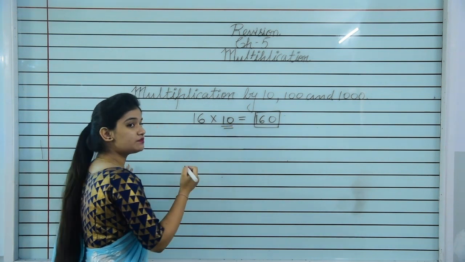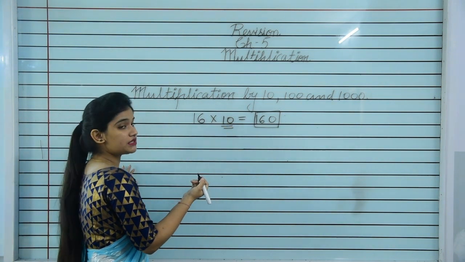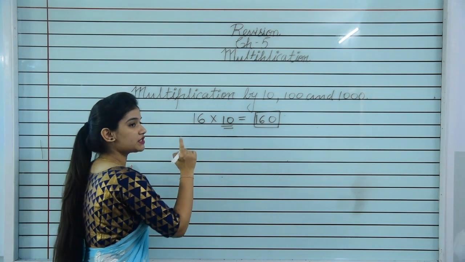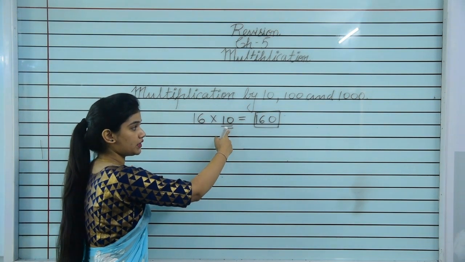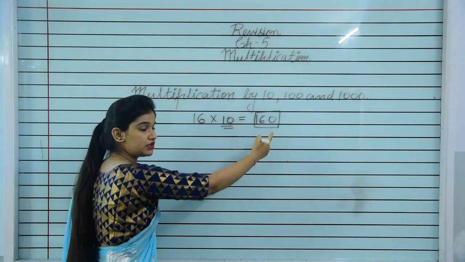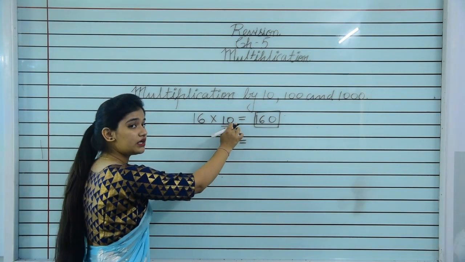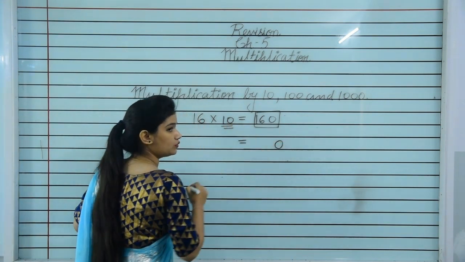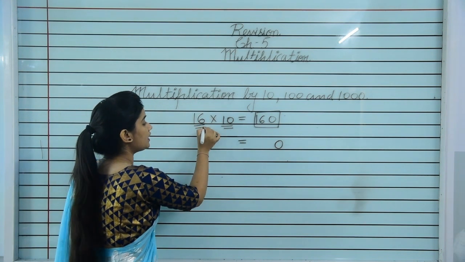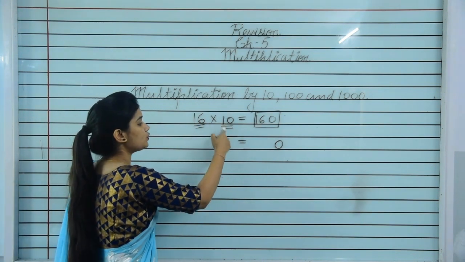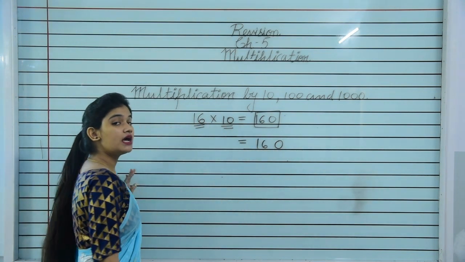But how else can we multiply this? There is a simple method, students, you have to put a zero. As many zeros as are given in the multiplier, you have to put those zeros. As I can see only one zero here, I will put a zero. Understood? Then you have to write the number as it is. It means 16 ones are 16. The 16 will come as it is.